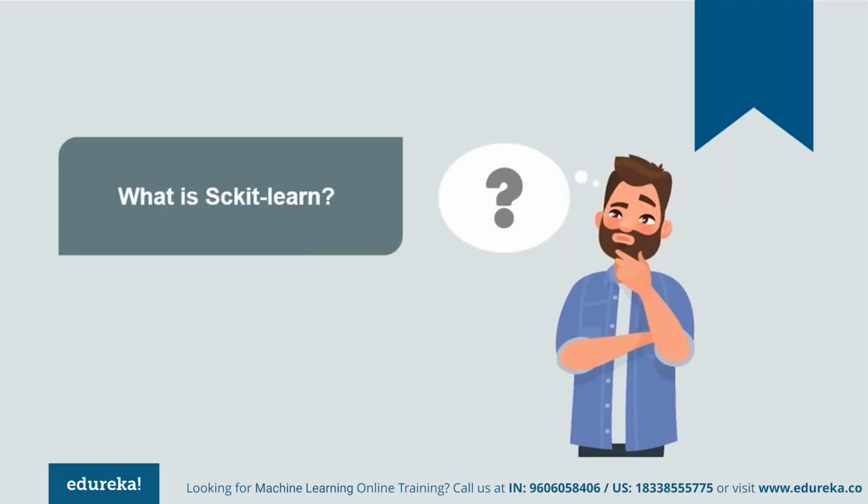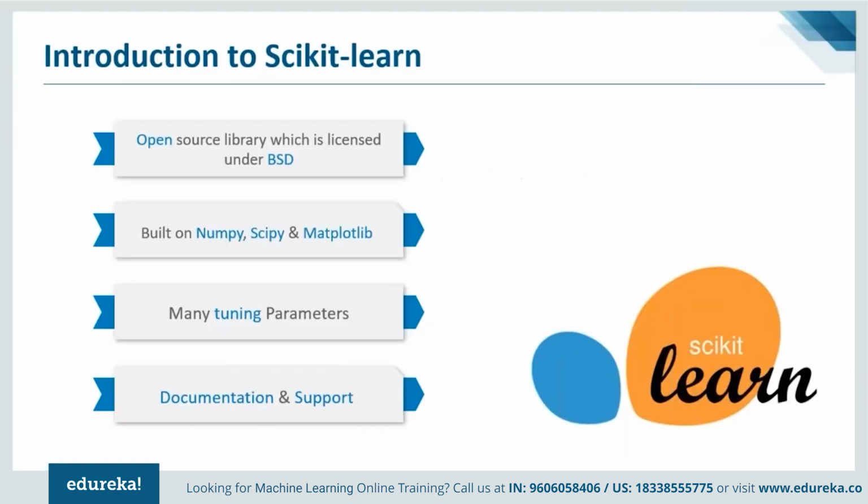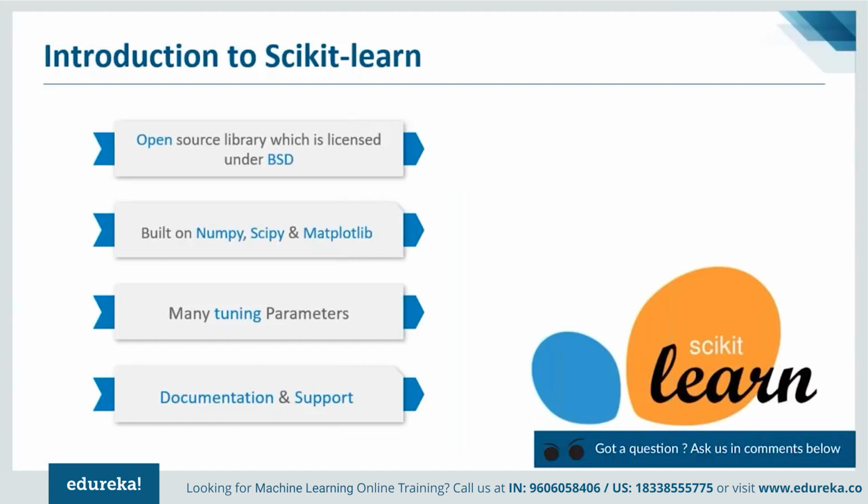Next, let's come to the main topic of our discussion, that is scikit-learn, or what exactly is scikit-learn and how does it help in machine learning. So we know that scikit-learn is a library which is used to perform machine learning in Python. Now, it is an open source library which is licensed under BSD and it is reusable in various contexts, encouraging academic as well as commercial use.